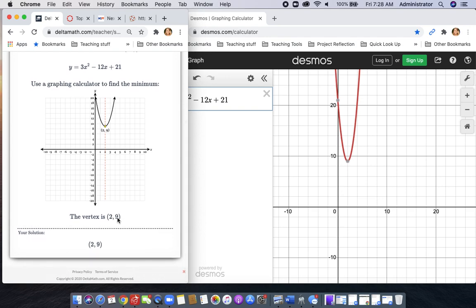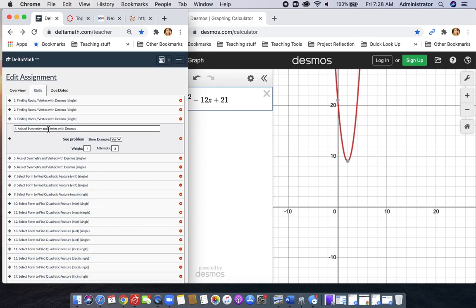Easy peasy, right? One thing I want you to remember is that we have an axis of symmetry that goes straight down here through the vertex at the equation x equals 2. That's going to come up in a few minutes as well. All right, so let's go ahead and pause the video at this time and complete 5 and 6 on your own.